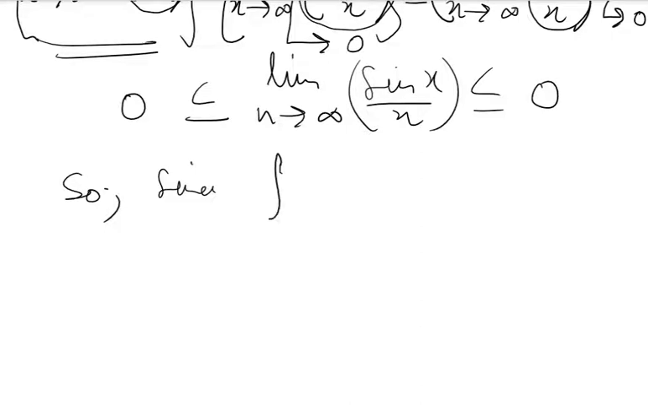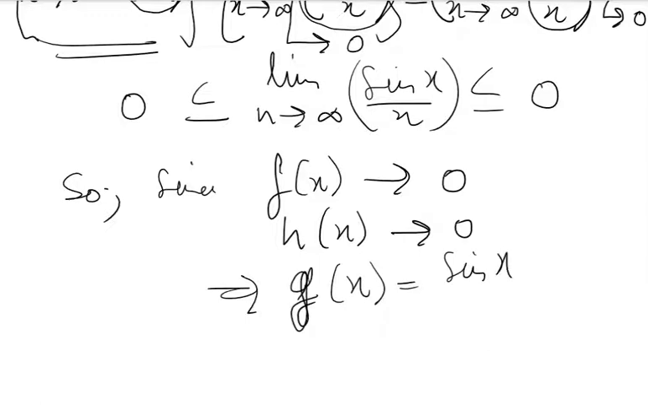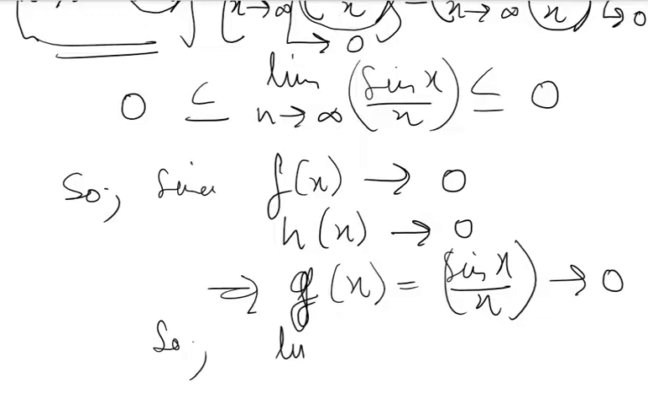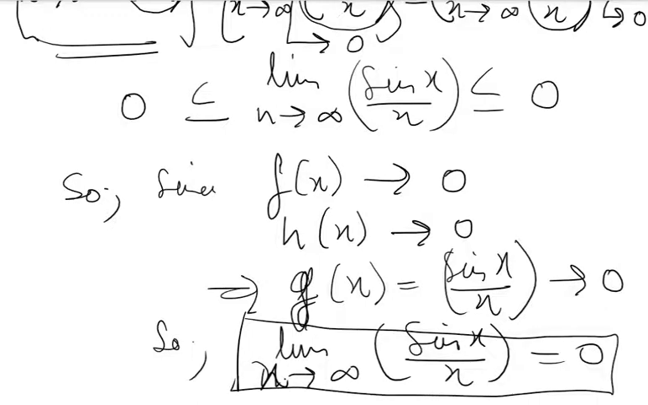Since f of x tends to 0 and h of x tends to 0, it implies that g of x, which is equal to sine x by x, will also tend to 0. So the limit as x tends to infinity of sine x by x is equal to 0. This is basically the squeeze principle, or the squeeze theorem, that we are talking about.